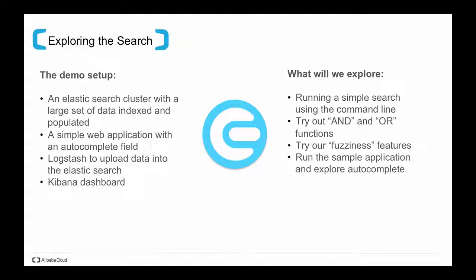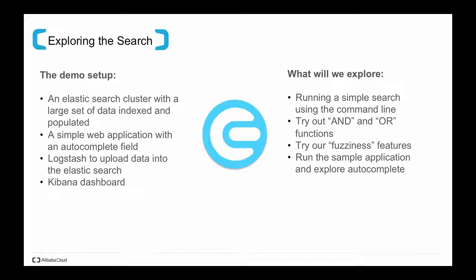All right, time to have some fun now. So for the first demo, what we have is we've pre-configured an Elasticsearch cluster, and we have populated it with a large data set that is indexed within this cluster. We have a simple web application with an autocomplete field. So it's just a very simple application. When you run it, you just see one field, which is an autocomplete.